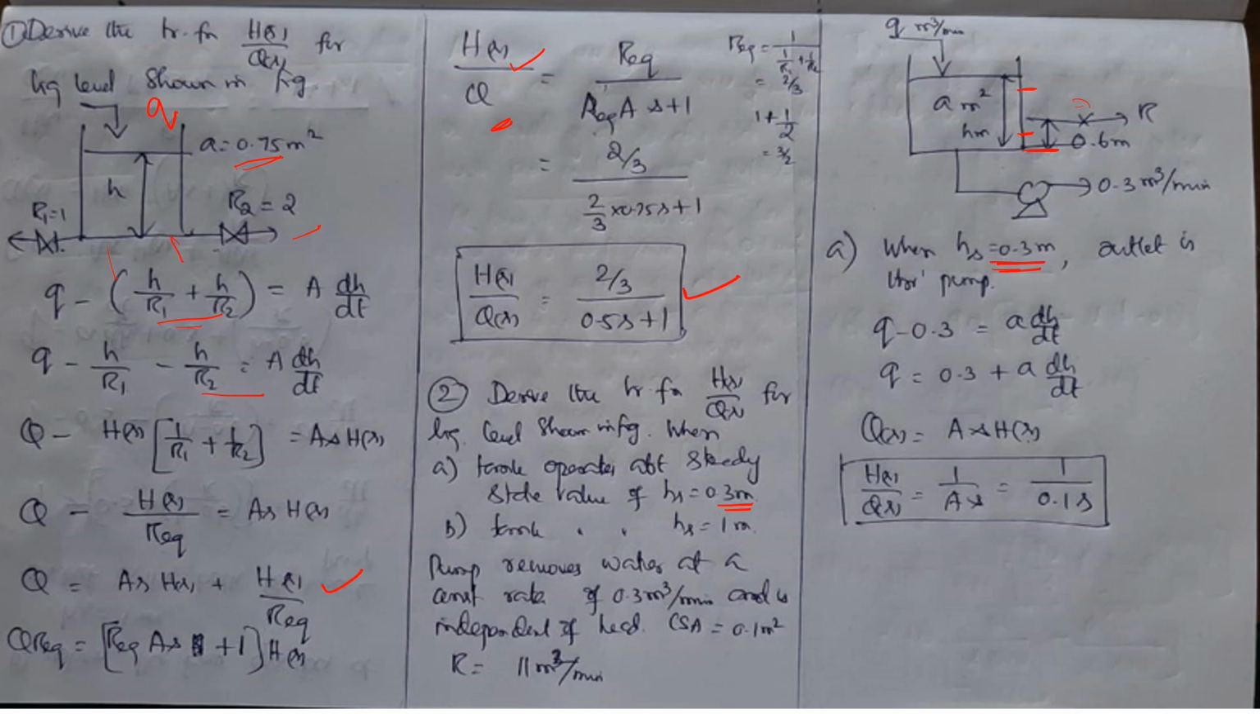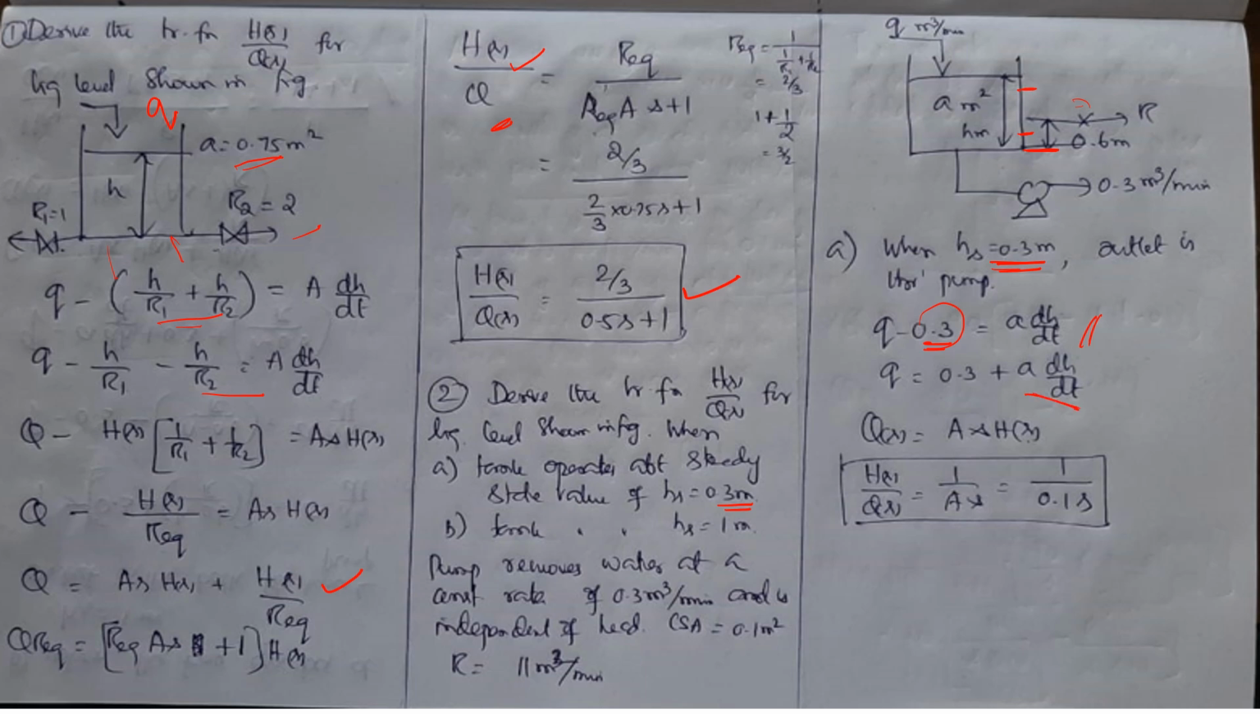Okay. So in the formula, it is inflow minus outflow. Inflow is Q, outflow is the pump. But it is not a varying one, it's a constant. So Q minus 3 equals, as usual, A into dH by dt. If you take a Laplace transform, this will be 0. So Q of S equals A S into H of S.